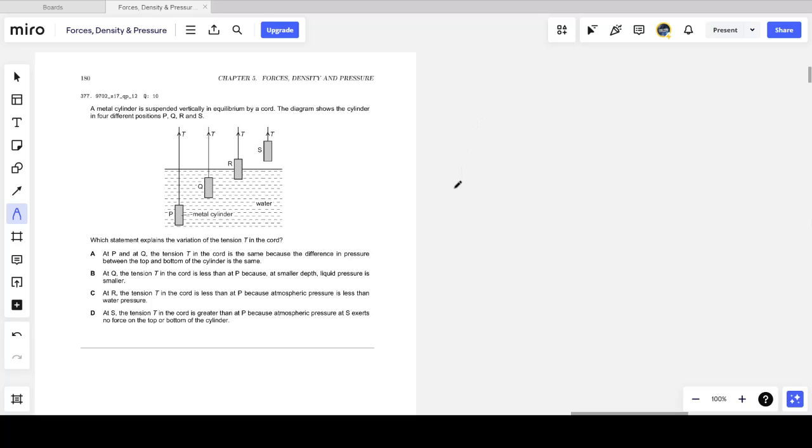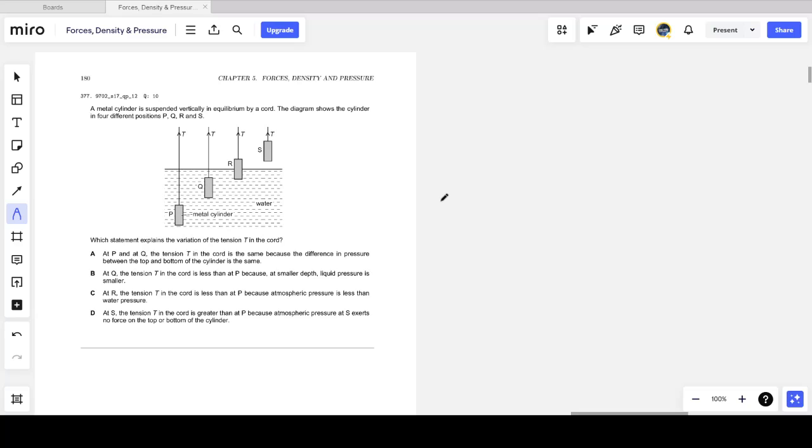Now, the first question is 377. It comes from the summer 2017 exam. It's question paper 1, variant 2, and it's question 10 from that paper. We are told that a metal cylinder is suspended vertically in equilibrium by a cord. The diagram shows the cylinder in 4 different positions, P, Q, R, and S. And we want to know which statement explains the variation of the tension in the cord T.